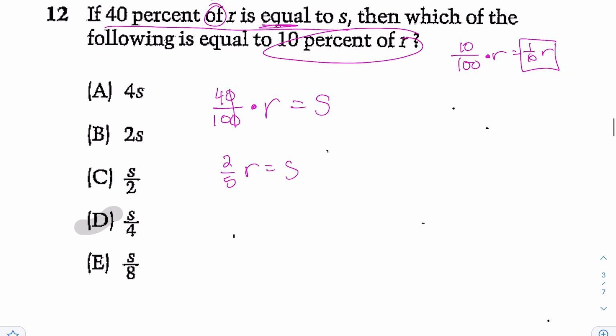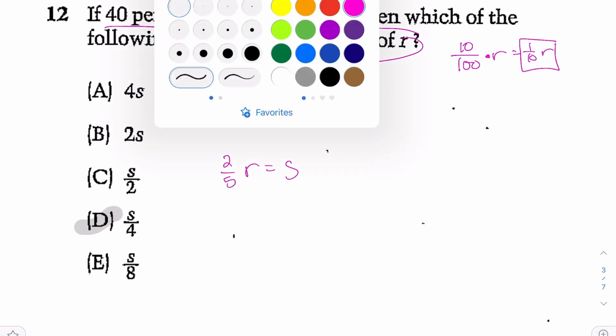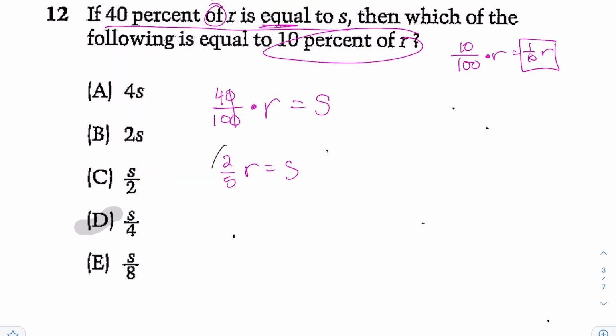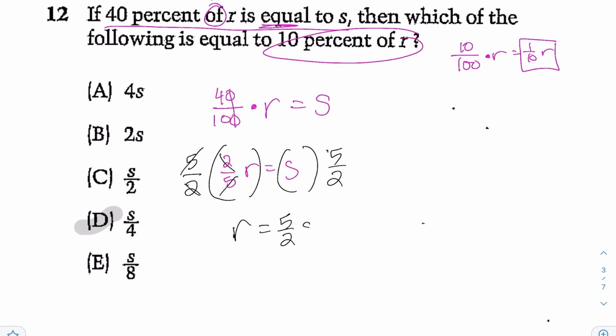So you can actually get that by first multiplying by the reciprocal to get R by itself. The reciprocal is an upside down fraction. If you multiply both sides by 5 over 2, on the left side, the 5 cancels out with the 5, the 2 cancels out with 2, and you just end up with R on the left side is equal to 5/2 of S. And now you want to take 1/10 of that.